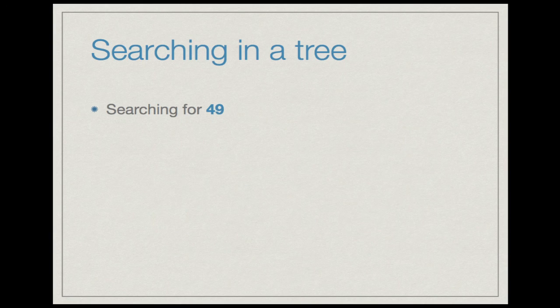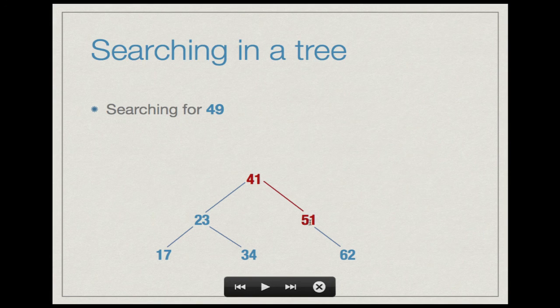Let us say we are searching for 49 in the same tree. Again, we start the search at the root. Now 49 is greater than 41, so it has to lie in the right subtree. So we go right. The value that we have to examine now is 51, and 51 is greater than 49. So 49, if it exists at all, has to lie to the left of 51, but there is no element to the left of 51. So this search ends in a failure, and we say that 49 is not present in the tree.